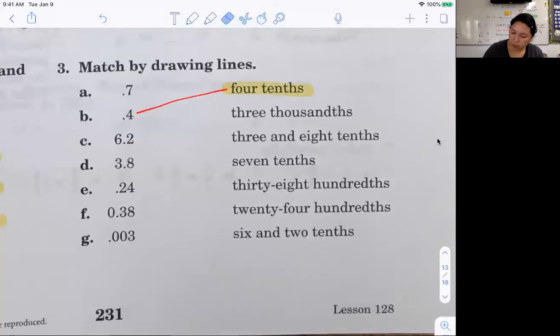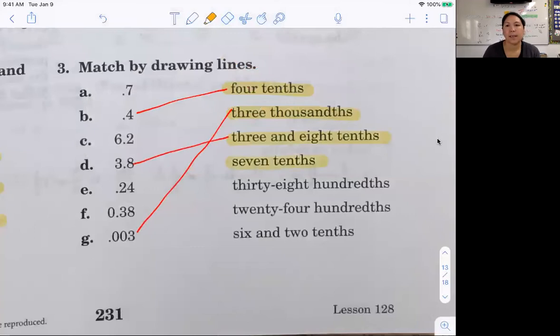Okay, let's read the next one. 3 thousandths. Which one shows 3 thousandths? That's right, this one down here. There's a 3, and because there are 3 numbers after the decimal point, we have to say thousandths. Let's try the next one. 3 and 8/10. Where's that? Good, right here.